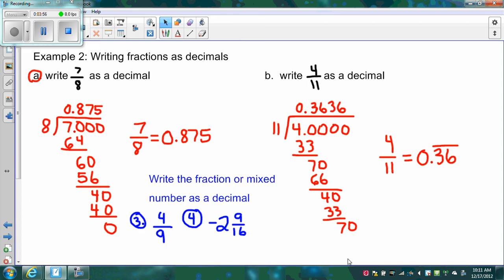So give those a try. You can use your calculator. You don't have to do the long division, but it's good practice if you haven't done it in a while. So try number 3 and 4 by pressing pause now.